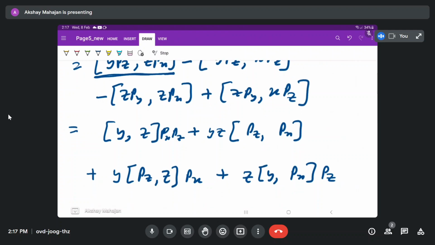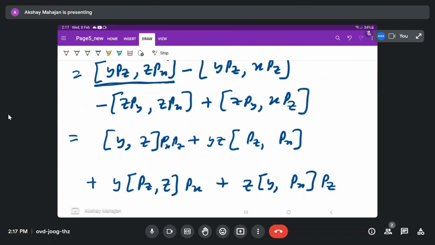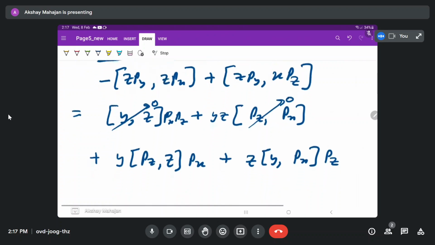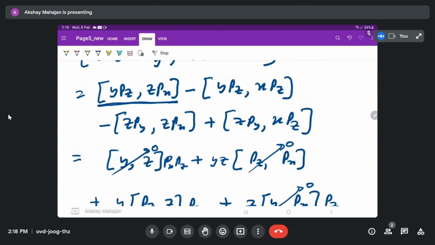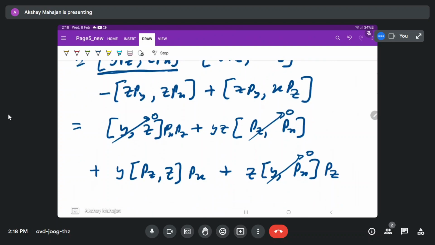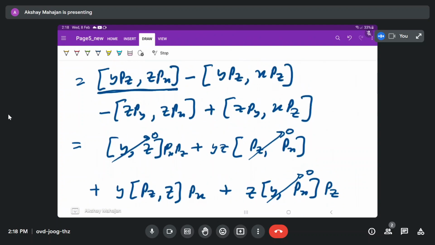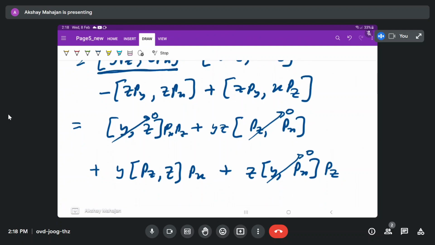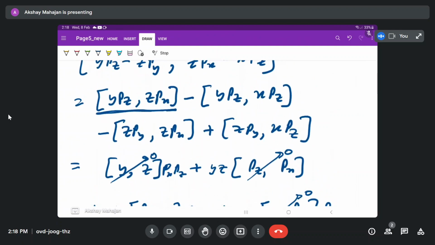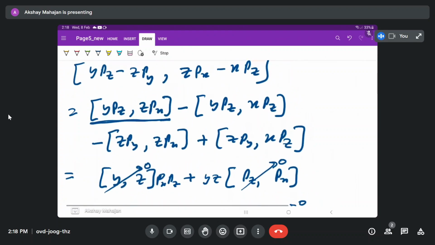Now here we can see that we know that Y and Z commute with each other, so this commutation is going to be 0. Similarly, PZ and PX also commute with each other, so this commutation is also going to be 0, and Y and PX also commute with each other, so this commutation will also be 0. So the only non-zero commutation that we are going to observe will be just PZ and Z. Alright, and using the identity rule that we have used, we can find this thing.